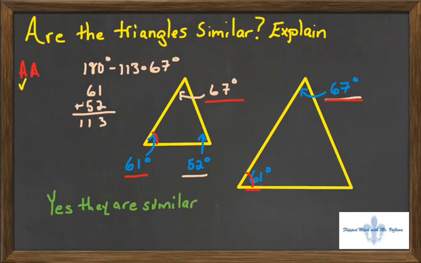And then we are asked to explain, and this is where you have to use your habits of mind to use your mathematical reasoning. So the explanation is, quite simply, they have two matching angles.